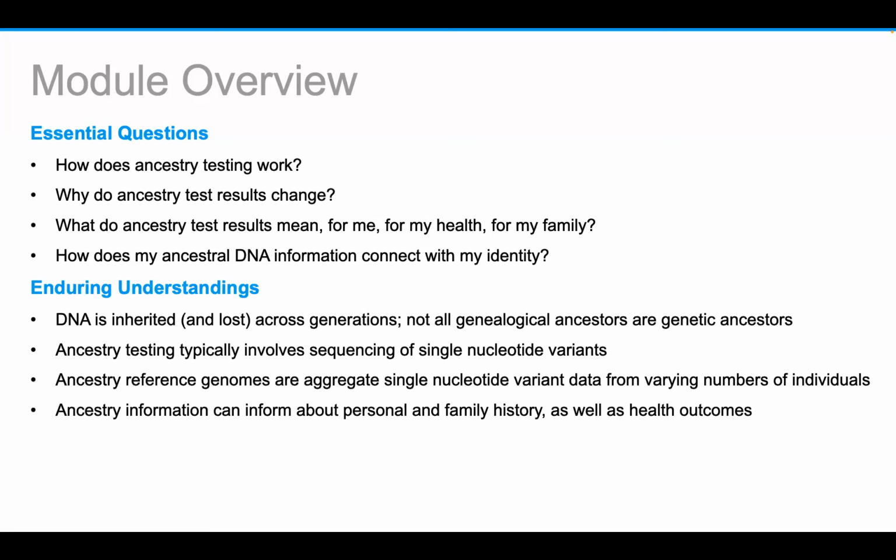And then during understandings that we're hoping to build in these lessons include that DNA is inherited across generations, but also is lost. Not all of our genealogical ancestors, those in our family trees, are genetic ancestors that are contributing to the DNA that we have. Ancestry testing typically involves sequencing of single nucleotide variants. It's not whole genome sequencing. Ancestry reference genomes are aggregate single nucleotide variant data from various numbers of individuals. And ancestry information can inform about more than just ancestry, in addition to personal and family history, as well as health outcomes.